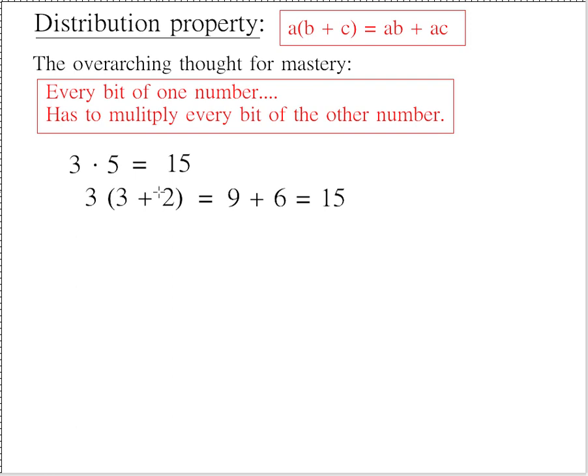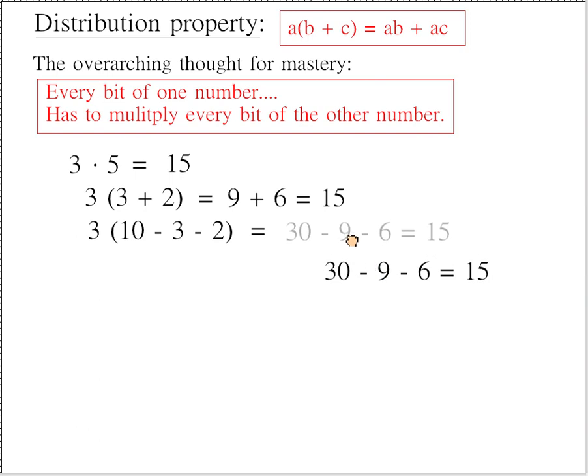But I could just as easily break 5 up into more bits, and that's what my next example shows. Here I still have 3 times 5, because look, 10 minus 3 is 7, and 7 minus 2 is 5. I've just broken 5 up into 3 bits, and the idea is to show you that all of 3 has to multiply all of 5. There's going to be 3 multiplications here, if you will, or 3 arrows. And what we'll get is 30 minus 9 minus 6. Of course, 30 minus 9 is 21, and 21 minus 6 is 15, and so it works. It's really powerful and very almost magical. And I'm going to show you how much more magical it can be.